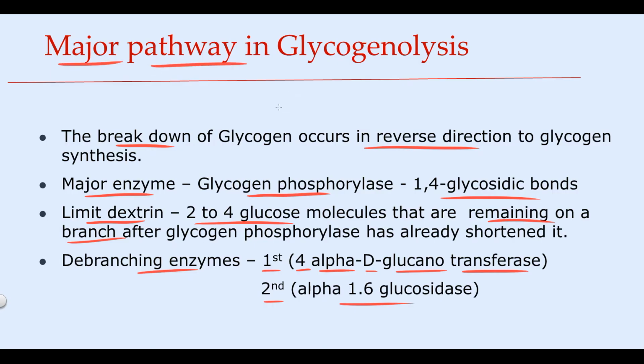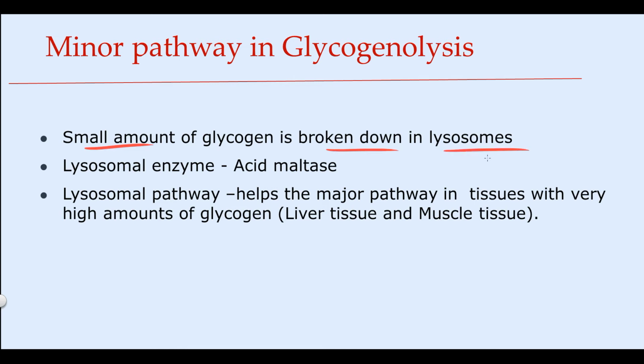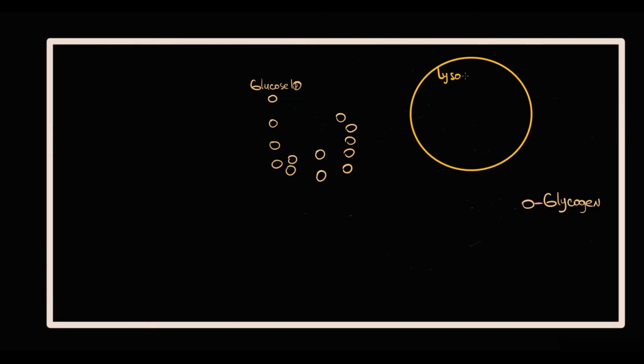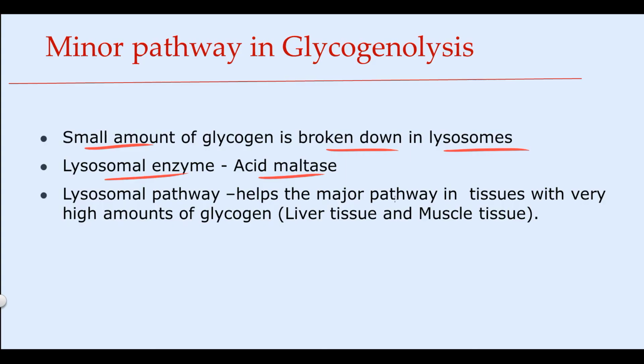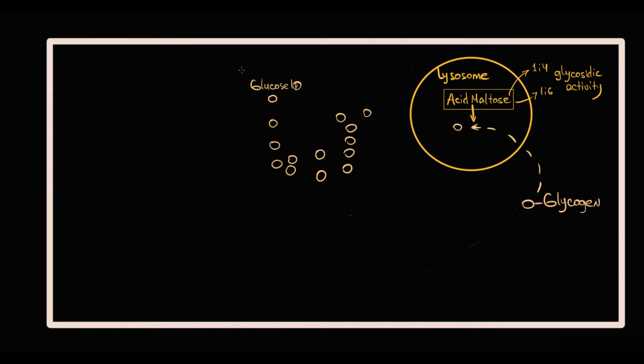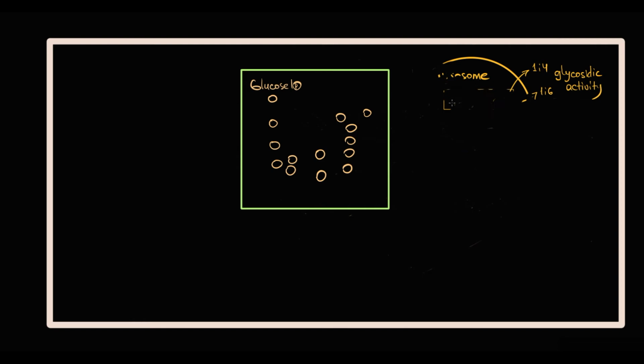But a small amount of glycogen is broken down in lysosomes. Lysosomes have an enzyme that is called acid maltase. And the unique feature of this enzyme is that lysosomal acid maltase has both 1,4 and 1,6 glucosidase activity. So it's basically 2 enzymes rolled into one. And the final product of lysosomal glycogen degradation is also glucose 1-phosphate. The lysosomal pathway basically helps the major pathway in tissues with a very high amount of glycogen, and that's liver tissue and muscle tissue. As we see, glycogenolysis results in massive release of glucose 1-phosphate.